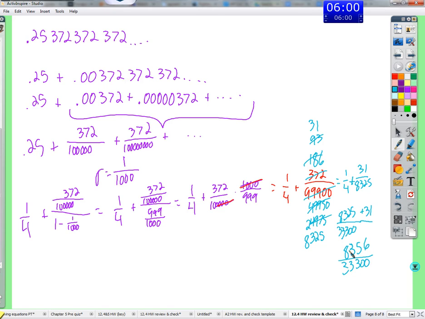These are both divisible by 2. Yes, it is. According to my calculator, it simplifies down to 2,089 over 9,325. Well, this calculator is wrong. By 2, I get 16,650. 8,356.